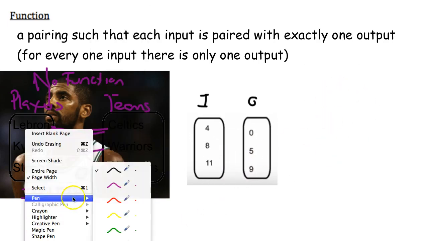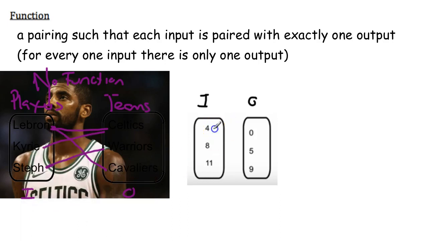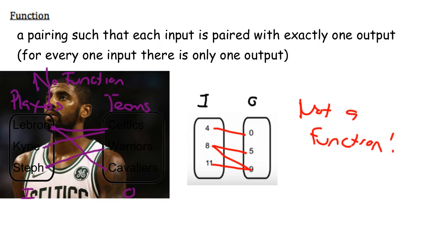So, let's say 4 goes to 0. 8 goes to 5 and 9. And 11 goes to 9. Is this a function? Well, 4 has one output, it's 0. 11 has one output, it's 9. And 8 has two outputs, right? 8 has 5 and 9. If one input has two outputs, this is not a function. Not a function. All right, one more.